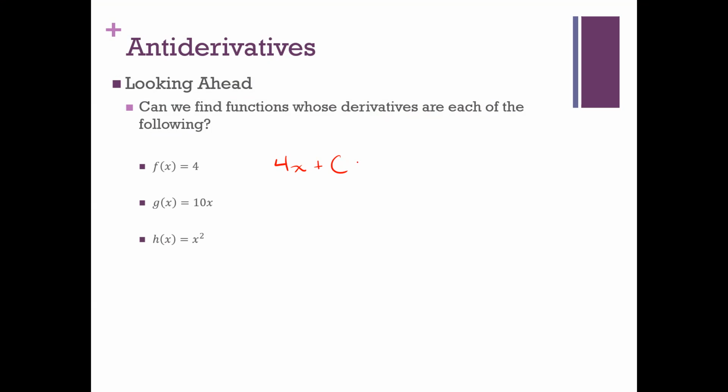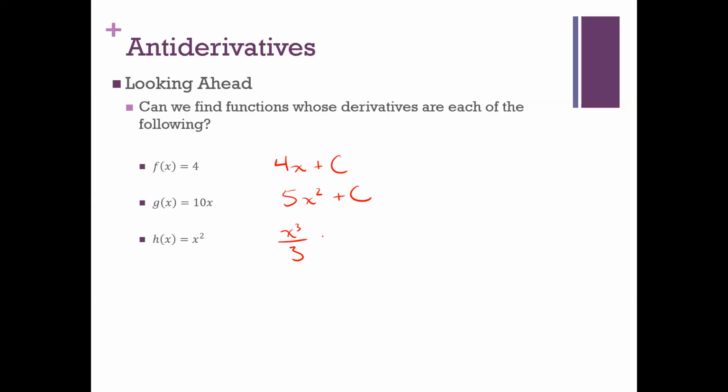All right. How about 10x? What's a function whose derivative is 10x? 5x squared plus c. We okay with that? How are you getting that? Power rule? Taking the power rule the opposite direction? All right, how about x squared? X cubed over 3.